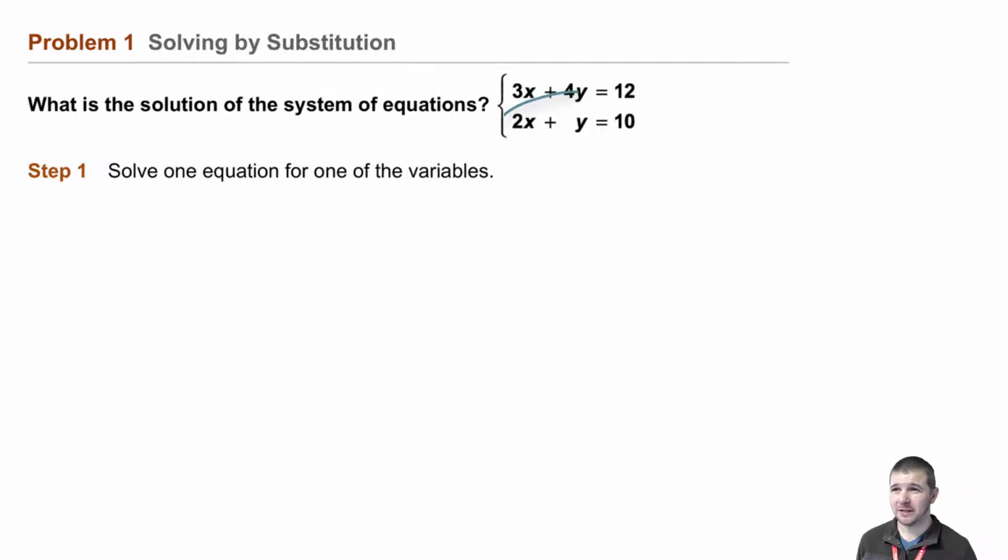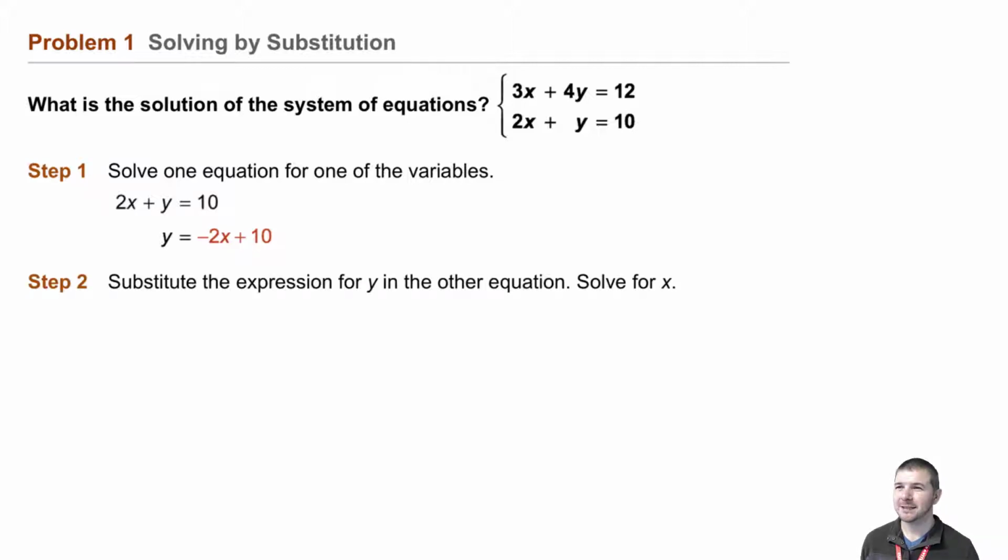In this case, it looks as though the second equation is closer to having one variable isolated, and that's the y. The coefficient of y in the second equation is currently 1, so let's focus on it and isolate y. 2x plus y equals 10 can be rewritten as y equals negative 2x plus 10. Step 2, substitute the expression for y, the negative 2x plus 10 written in red, for y in the other equation, and then solve for x.